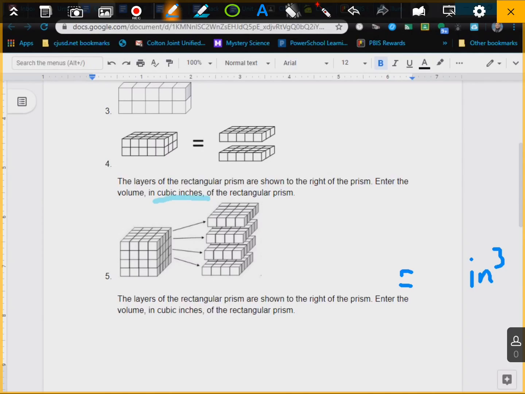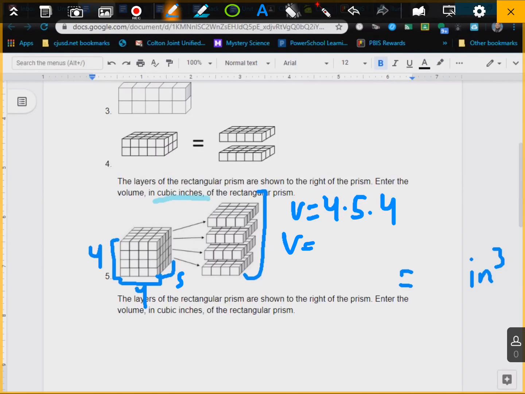So I know that the length from here to here is 4. The height from here to here is also 4. And I know that also because of the layers, right? There's 4 layers. And the width is here to here, 1, 2, 3, 4, 5. So volume equals 4 times 5 times 4. I know 4 times 5 is 20. And 20 times 4 is 80 inches cubed. Okay.